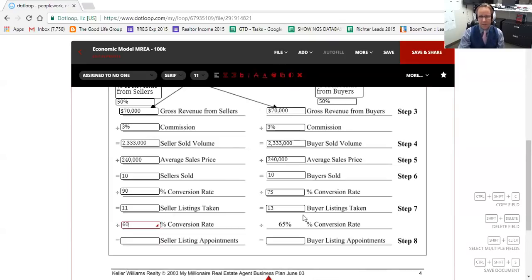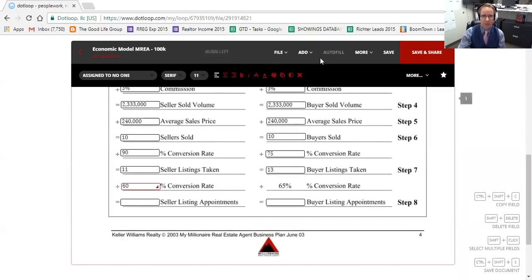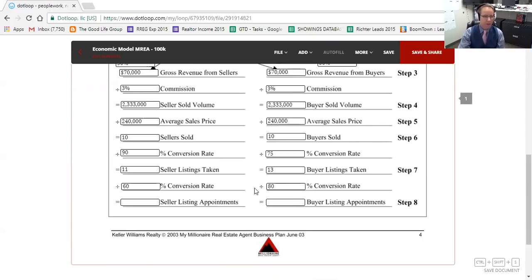So if you put 60 here, that's going to be pretty conservative. On the buyer side, a lot of times it's easier to get a buyer to work with you than a seller. You aren't trying to have to sell them on paying you a commission, that kind of thing. So I actually like to raise this up from 60% to 80%. If you've got a good buyer presentation, then that's a very achievable number for getting a buyer agency agreement signed. As a matter of fact, on our team, we've got a higher rate than that for conversion from the appointment to the actual agency agreement signing.